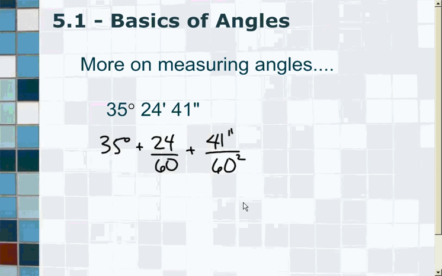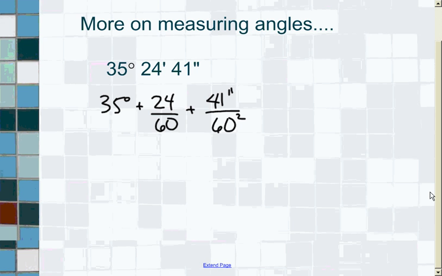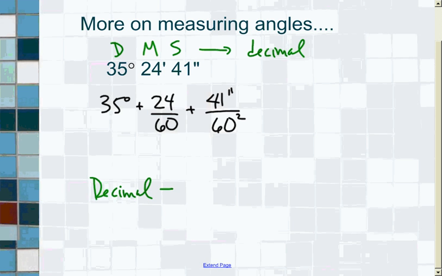Now, as I was saying before I got paused and, through the magic of recording and editing, blurted that out, we went from degrees, minutes, seconds into decimal. Now what happens if I want to take a decimal and convert it into degrees, minutes, seconds?